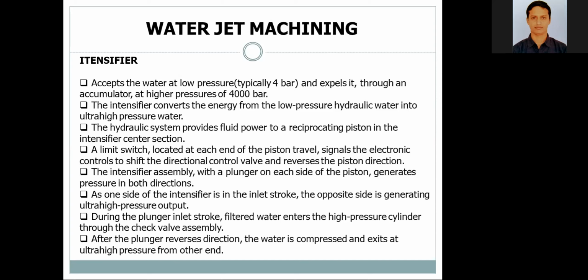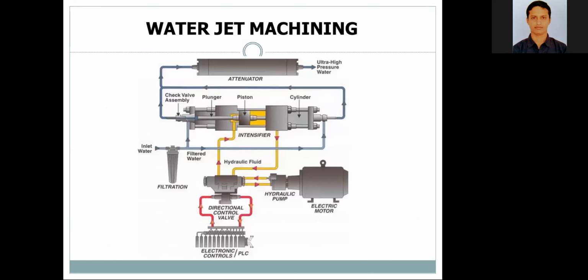The intensifier assembly with a plunger to each side of the piston generates pressure in both directions. As one side of the intensifier is in the inlet stroke, the opposite side is generating ultra high pressure output. During the plunger intake stroke, filtered water enters the high pressure cylinder through the deck valve assembly. After the plunger reverses in the opposite direction, the water is compressed and exits at ultra high pressure from the other end. This is the general arrangement of the intensifier, the hydraulic pump, and the accumulator.